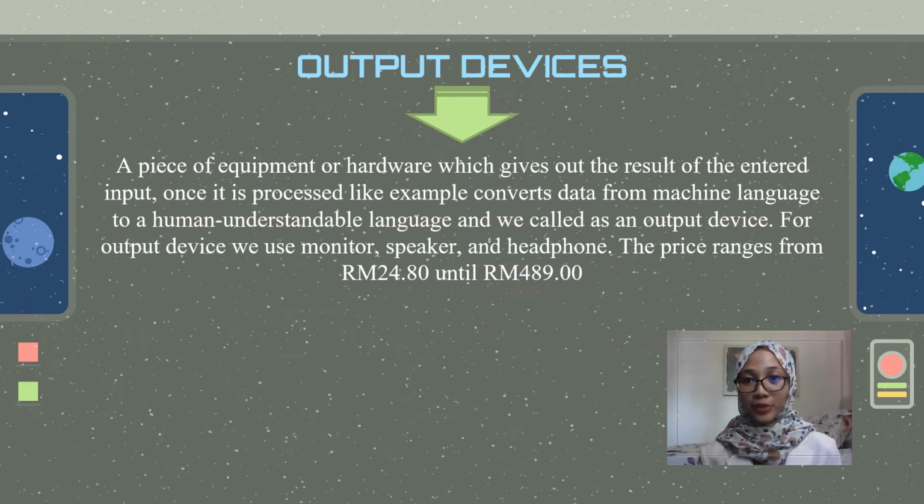Next is output device. Output device is a piece of equipment or hardware which give out the result of the entered input. Once it is processed, like example, convert data from machine language to a human understandable language, and we call it as an output device. For output device that we will suggest to Nawal is monitor, speaker, and headphone. The least expensive one is RM 24.80 until the most expensive one is RM 489.